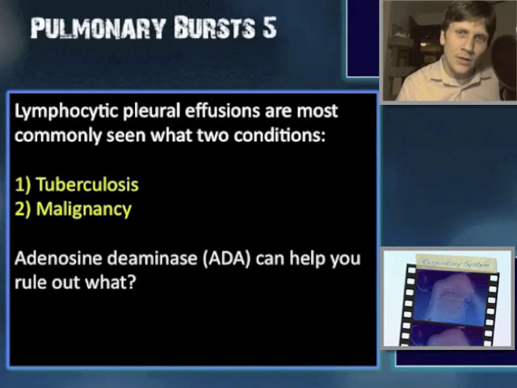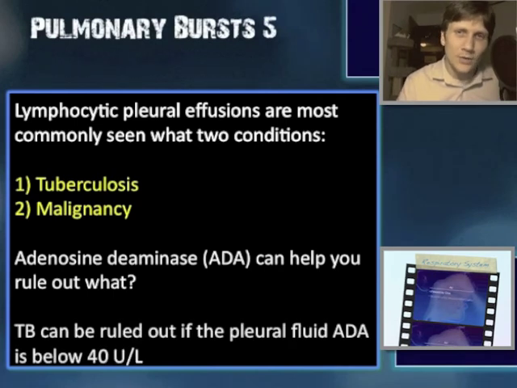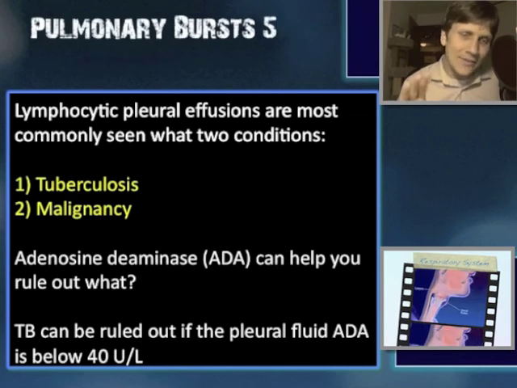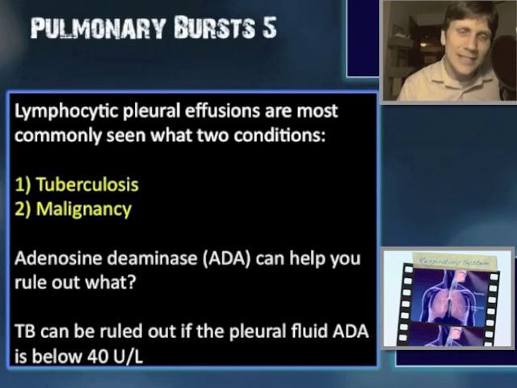TB, right? So it's actually better at ruling out TB. If a lymphocytic pleural effusion is not caused by TB, the pleural fluid ADA level is almost always below 40 units per liter. So it helps you rule out TB. It's a sensitive test for the diagnosis of TB, right? So negative tests rule out a disease. A negative ADA, meaning less than 40 units per liter, rules out TB in the pleural fluid. Okay, so that's adenosine deaminase.